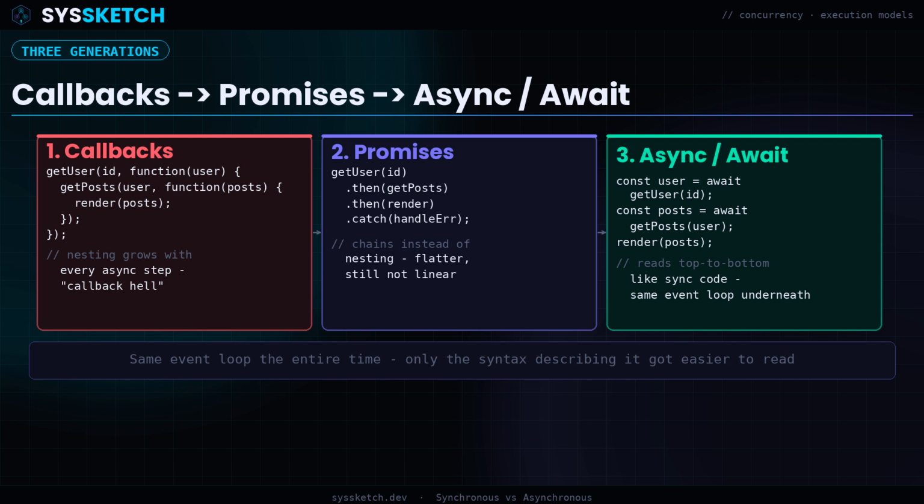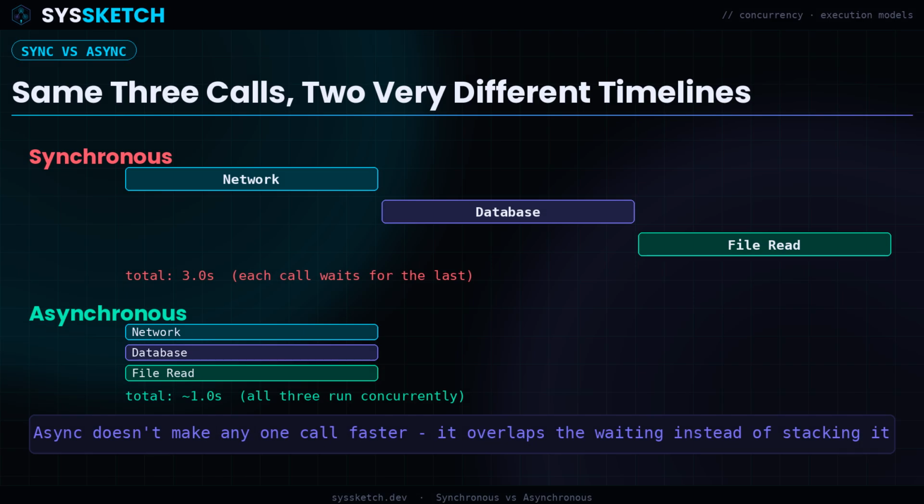Picture 3 requests arriving one after another: a network call, a database query, and a file read, each taking 1 second. Run them synchronously and the total time is the sum of all 3 seconds guaranteed, because each one waits for the last to finish before starting. Run them asynchronously and you can kick off all 3 at once. Since they're mostly waiting on external systems anyway, the total time collapses to roughly 1 second, whichever operation takes longest. That gap is the entire reason asynchronous programming exists.